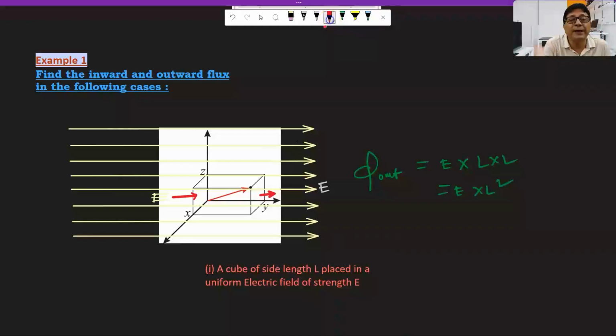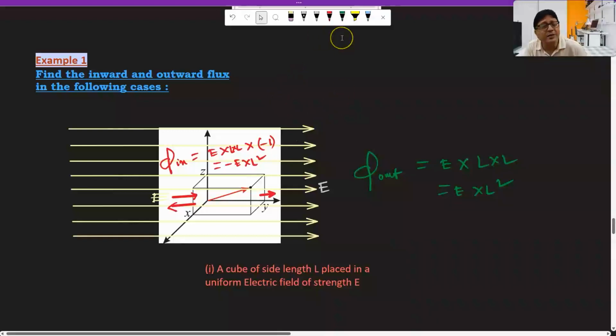What about phi in? Let us see this portion. Phi in will be what? Because area vector this time is directed this manner. Field vector remains the same. Angle between these two is 180 degrees. Already I told you phi in is going to be equal to E into L square into cos 180 degrees. That is minus 1. So the answer is minus E L square. It comes after that discussion we have already made. It's not a difficult one.